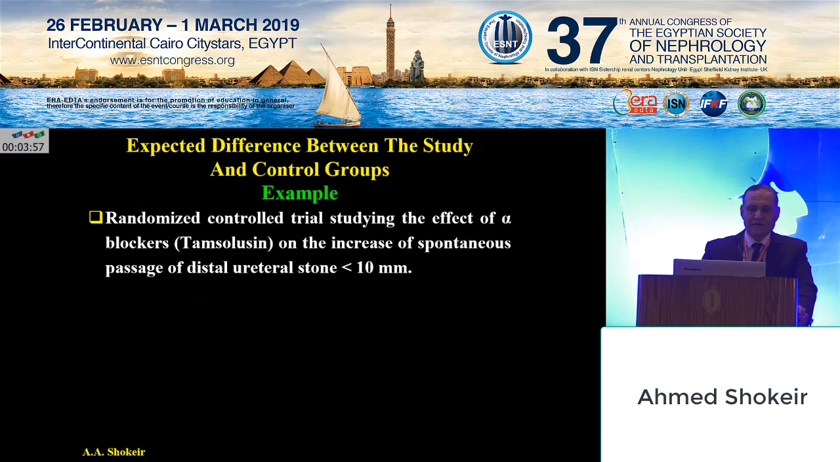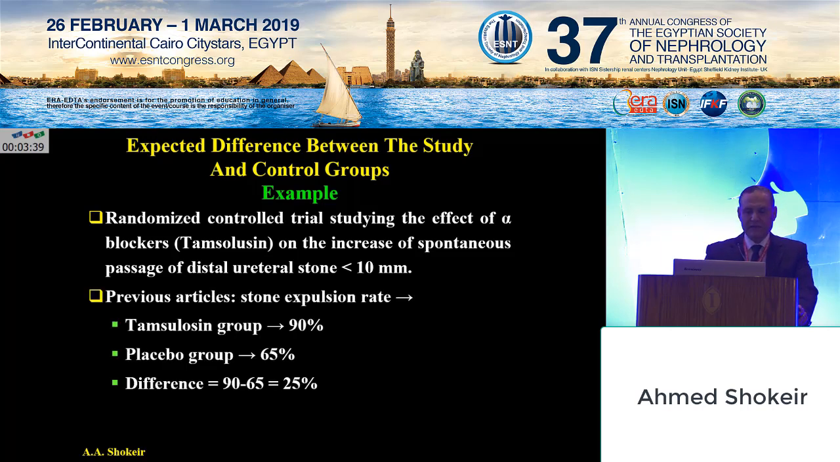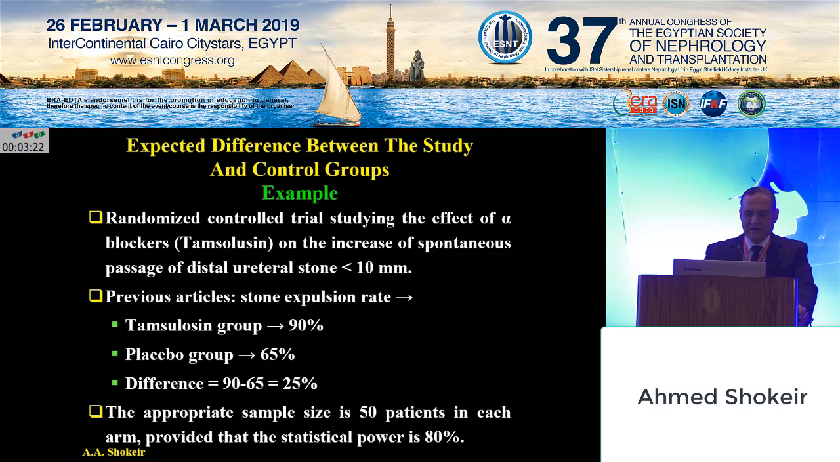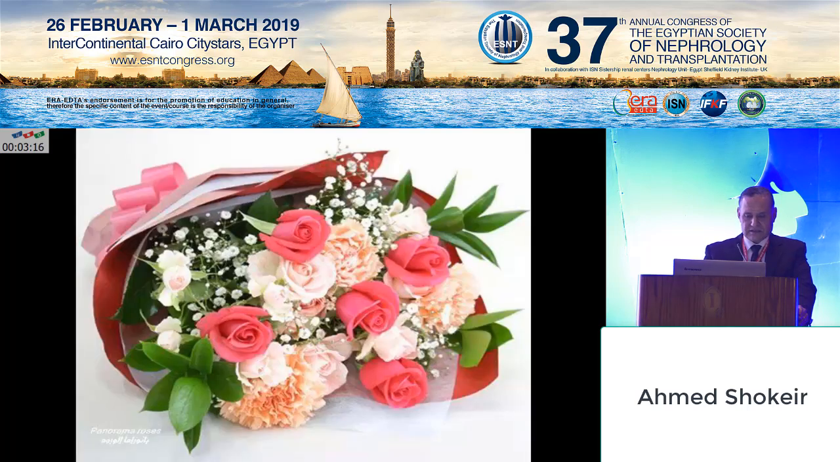And this is an example of how to calculate the expected difference between the study and the control groups. A randomized controlled trial studying the effect of the alpha blocker tamsulosin on the increase of the spontaneous passage of distal ureteric stone less than 10 millimeter. Previous articles showed that the expulsion rate in the tamsulosin group was 90% and the placebo group was 65%. So the difference will be 90 minus 65, which is 25%. So the appropriate sample size is 50 patients in each arm, provided a statistical power of 80%.